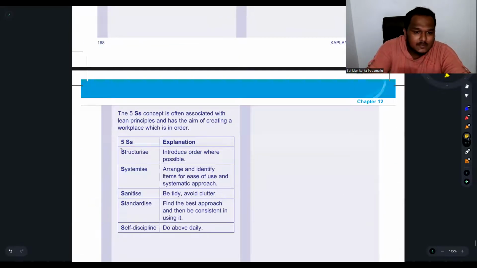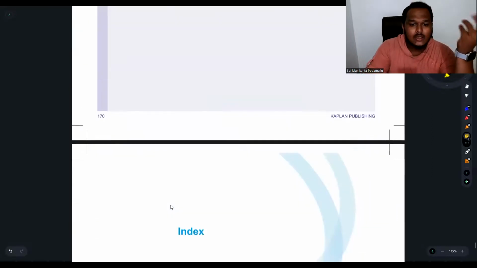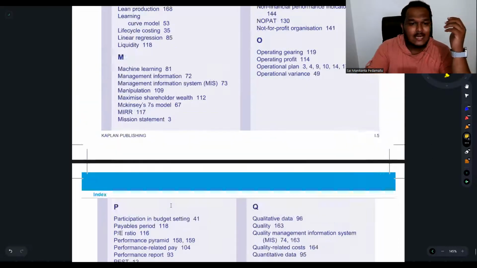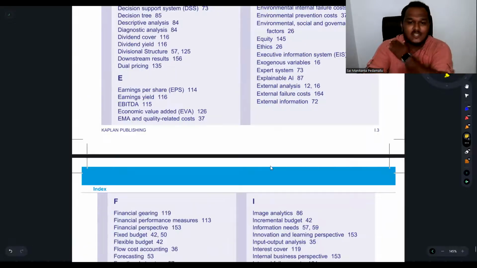So the 5S concepts: structurize, systemize, sanitize, standardize, self-discipline. These are just basic things. There's nothing beyond that we need to discuss. So that brings us exactly to the end of the syllabus. The time is 7 p.m. We are just over by 3 hours than expected.